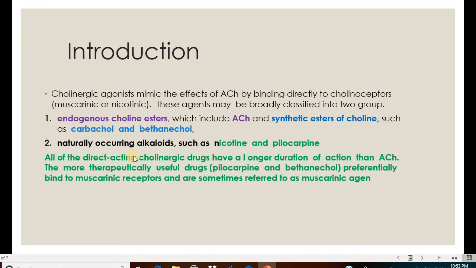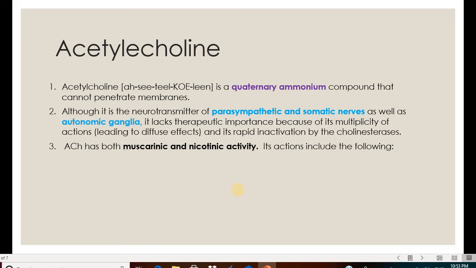All the direct acting cholinergic drugs have a longer duration of action than acetylcholine. The more therapeutically useful drugs, pilocarpine and bethanechol, preferentially bind to muscarinic receptors and are sometimes referred to as muscarinic agents. The important point is that pilocarpine and bethanechol are receptor specific. That's why they are called muscarinic agents.